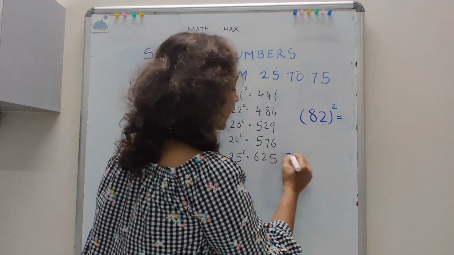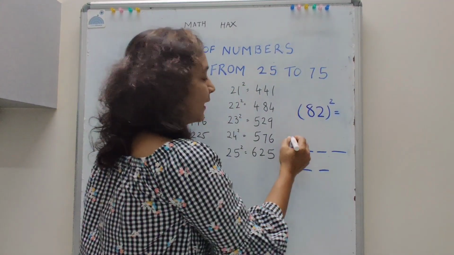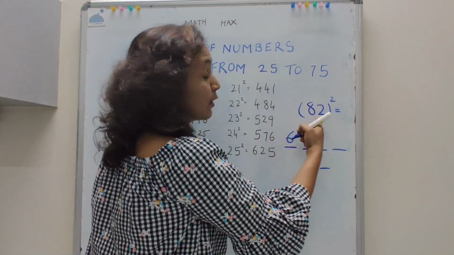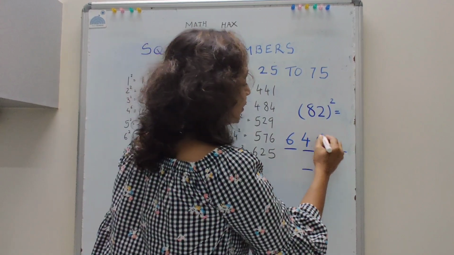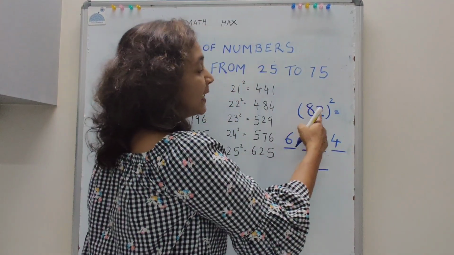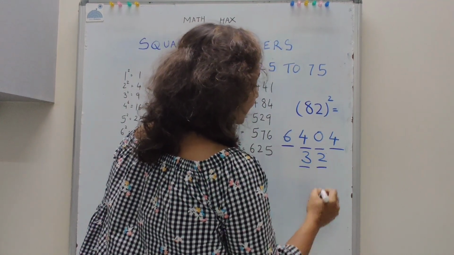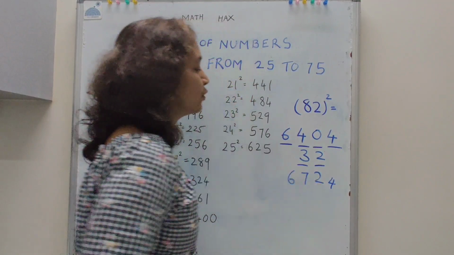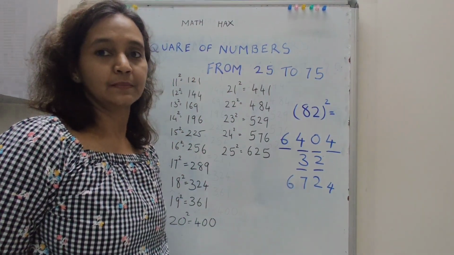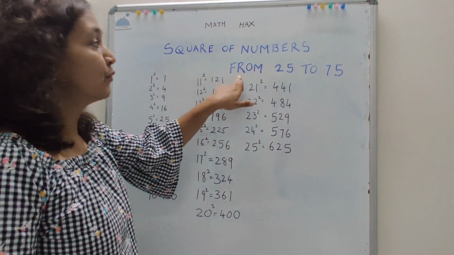Let us take one more example. Square of 82. Again, make 4 columns here and 2 here. Square of 8 is 64. Square of 2 is 4, but it is single digit and we need 2 digits, so 0, 4. 8 2s are 16. 16 2s are 32. And just do the total. 6724. That's the answer.